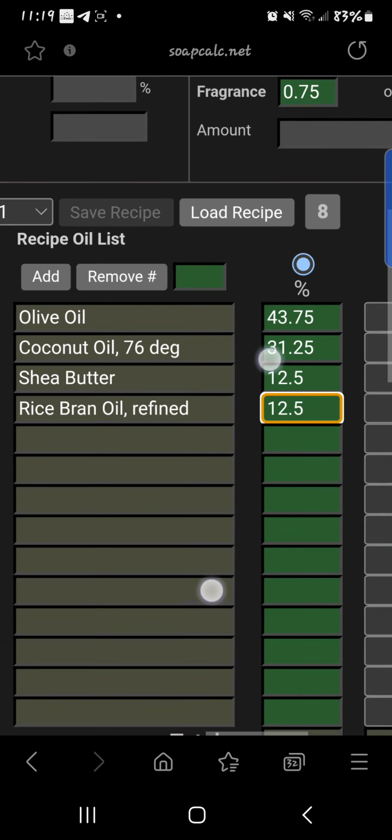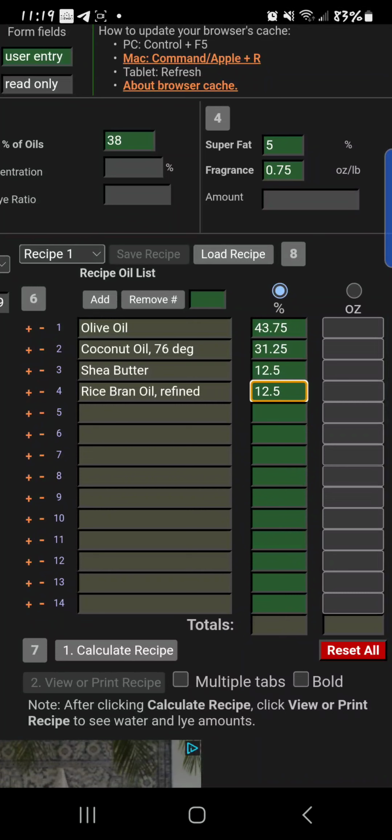So once you get those in, if you look down towards the bottom under number 7, it says calculate recipe. So when you click that button, it should always equal 100%. So if it does not equal 100%, you will get an error message and it will pop up and tell you that you need to make the formula equal 100%.